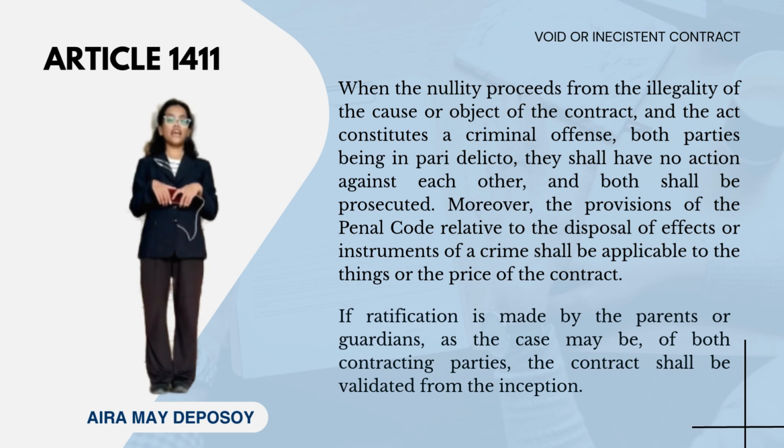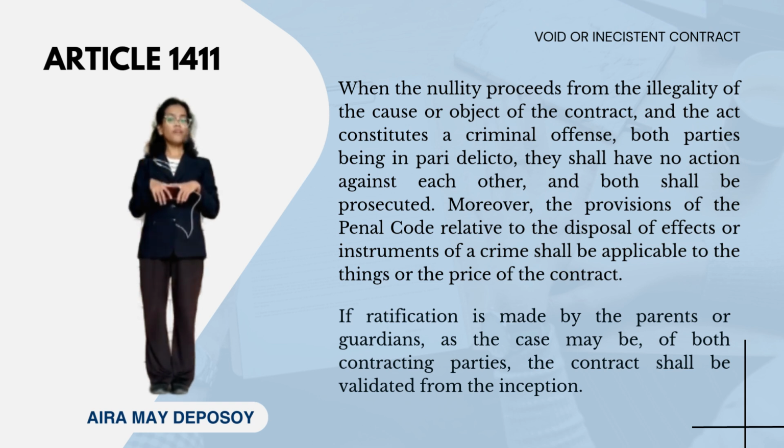Now for the next line: moreover, the provisions of the Penal Code relative to the disposal of effects or instruments of a crime shall be applicable to the things or the price of the contract. This means that anything involved in the illegal contract, like money or goods exchanged, can be confiscated by the state under criminal law.